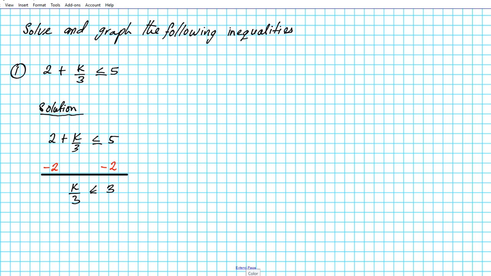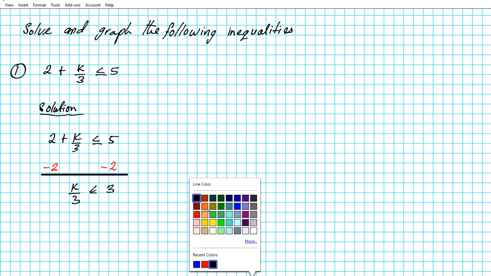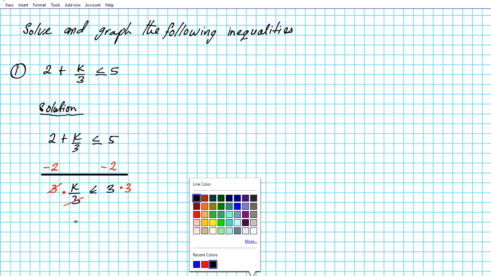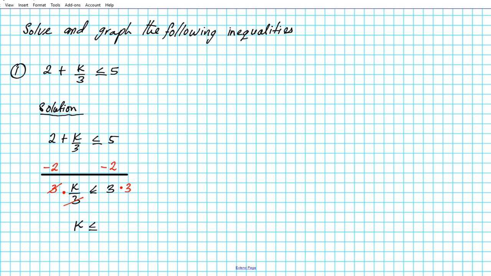Now to finish it up, we want to get k by itself, so we'll simply multiply both sides by 3, because the inverse of dividing by 3 is multiplying by 3. So multiply both sides by 3. This divides out, and we have our final answer: k is less than or equal to 9. Alright, let's go ahead and graph that on a number line. If we want to graph this on a number line, we just have to locate 9. So let's just say this is 9.